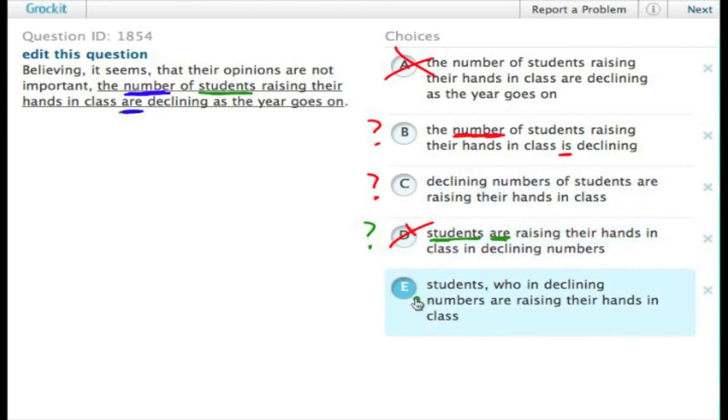Students who are declining numbers are raising their hands in class. It's talking about like there's less and less students every day. That doesn't quite make sense. So we're left with B, C, and D. D is actually the correct answer here.